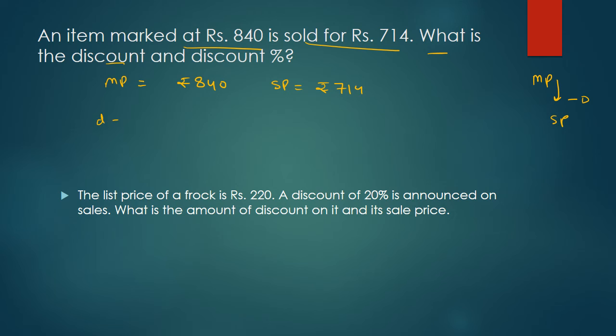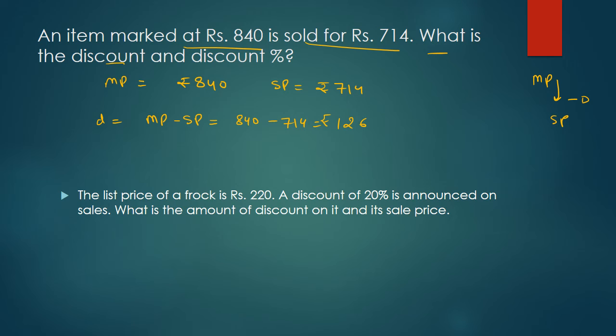So it can clearly be seen that the discount is the difference between what was listed and what it is sold for. So mark price minus selling price, that means 840 minus 714, 10 minus 4 is 6, 3 minus 2 is... 3 minus 1 is 2, and then 8 minus 7 is 1. So this is basically the discount, correct?